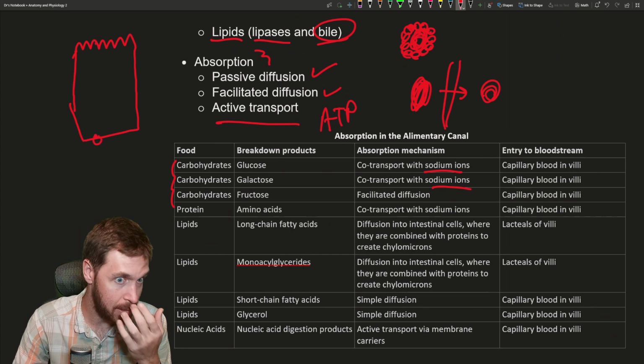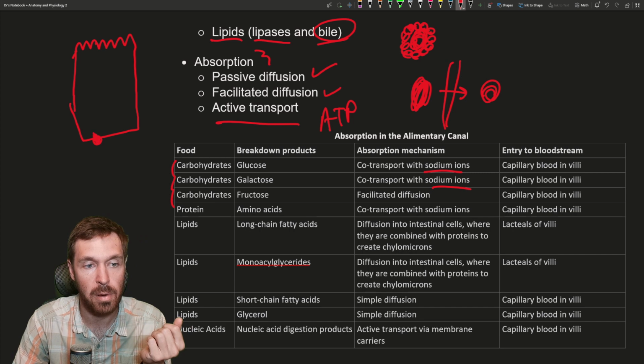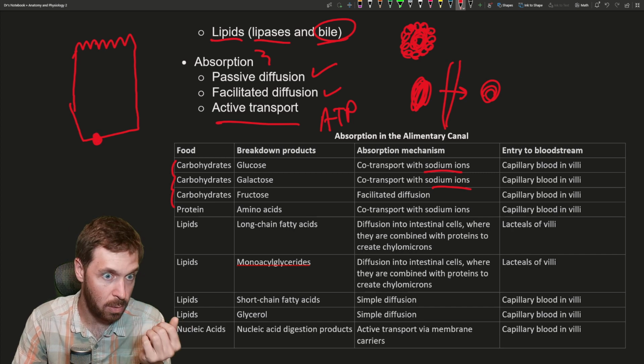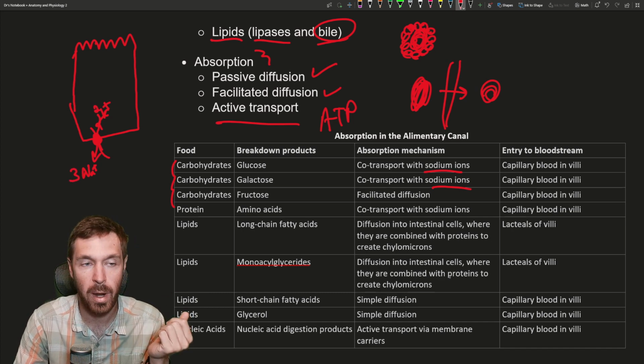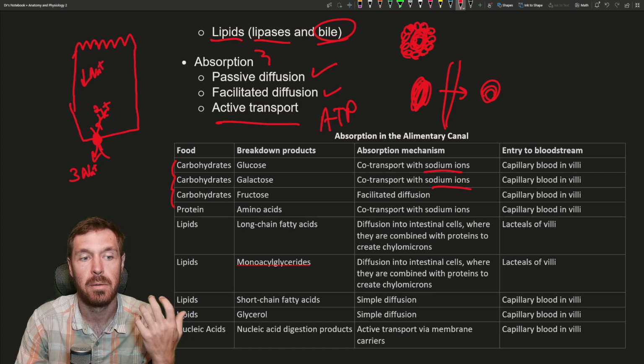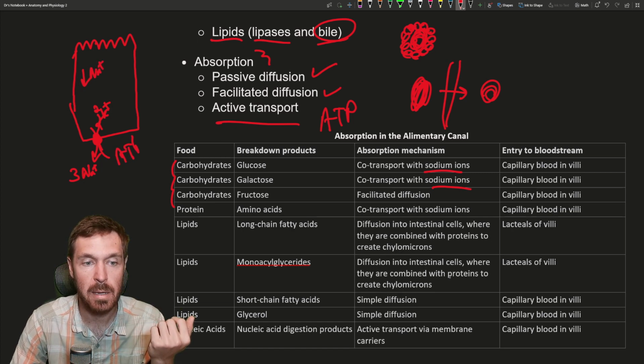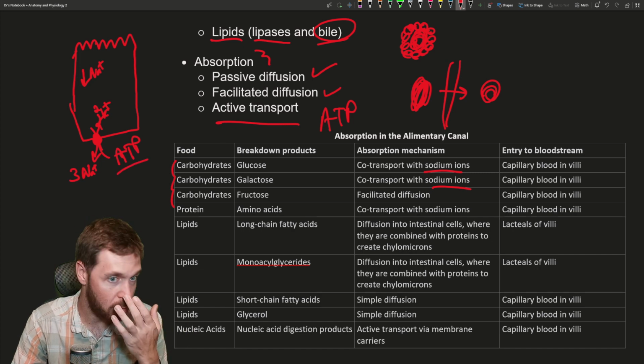What happens is that you actually have a sodium-potassium pump in this cell. What it does is it pumps sodium out and potassium in. It actually pumps 3 sodium out and 2 potassium in. You don't need to worry about that. But what happens is you get a low concentration of sodium inside this cell. This requires ATP because it's pumping against its concentration gradient.